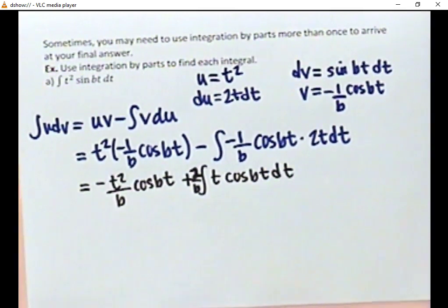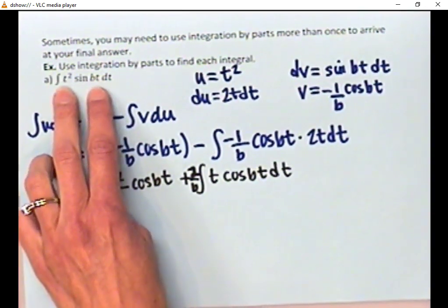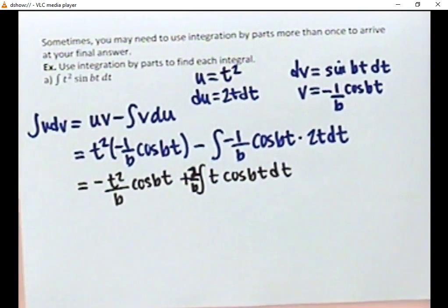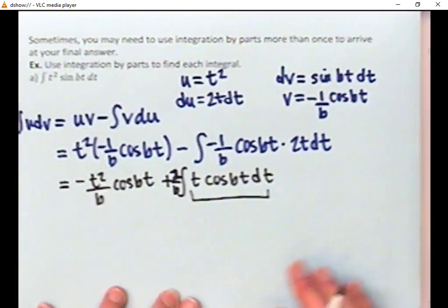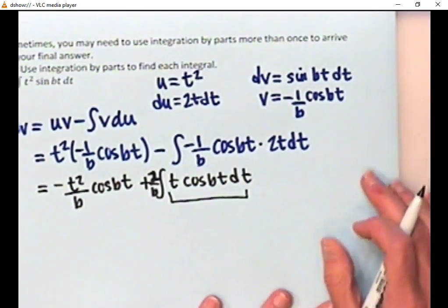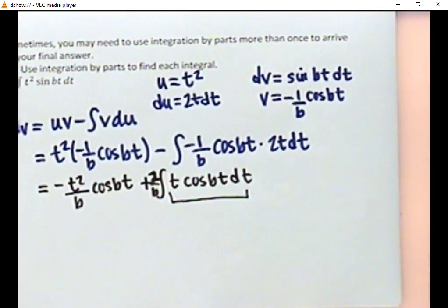Can I integrate t cosine of bt just as it is? No, because it's t with cosine. But it's kind of similar to what we started with, right? So I can probably just use another integration by parts on this. So now I'm going to try to do integration by parts on just this integral here. So I'm going to set up a new four parts off to the right.